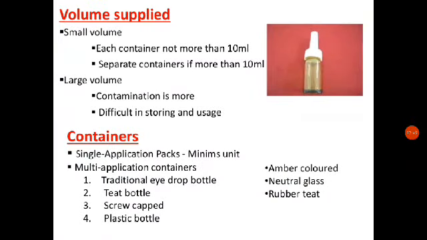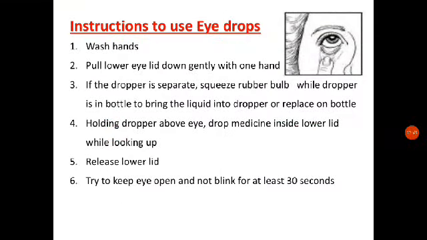Then volumes applied, small and large volume, are there in separate containers. The containers are sometimes amber colored, neutral glass or rubber treated glasses, etc. Then the general directions for application include applying with washed hands, etc. Pull the lower eyelid down gently with one hand, etc.